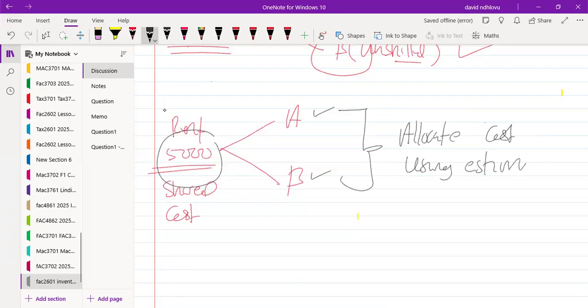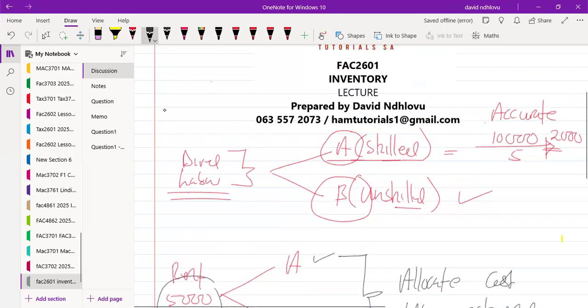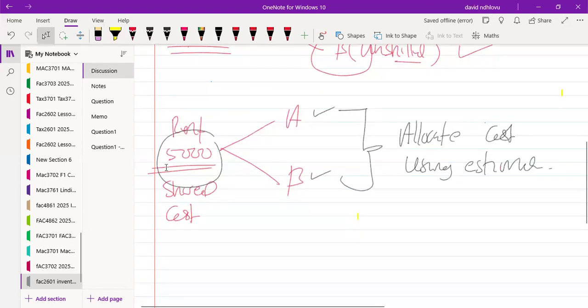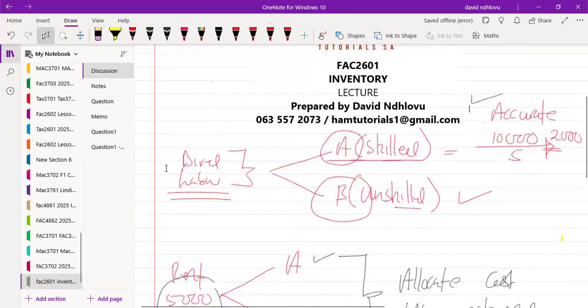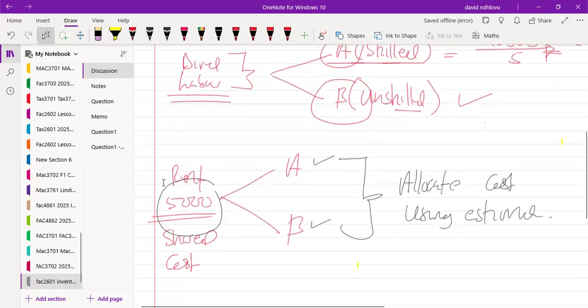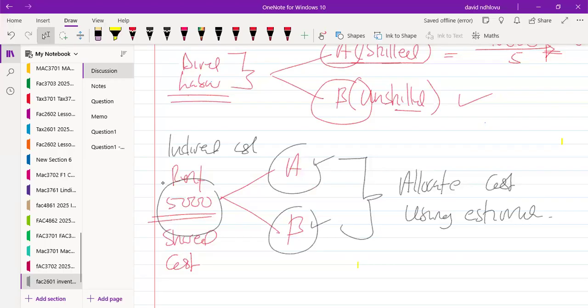Right, estimation is not accurate. So remember here we said this is an accurate cost. But when you use estimation, it is a subjective calculation. So therefore, you are just estimating the figure. It is no longer accurate. So when you have a cost that is accurate like this, it is a direct cost. When you have a cost like this, it is an indirect cost. It is not accurate.